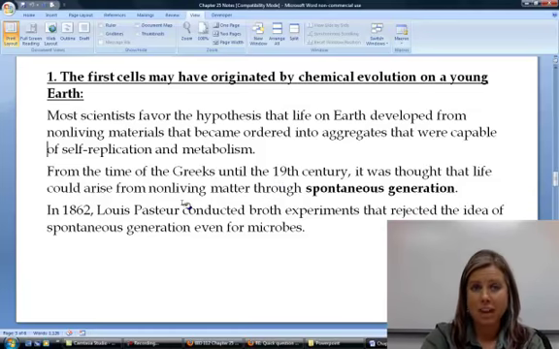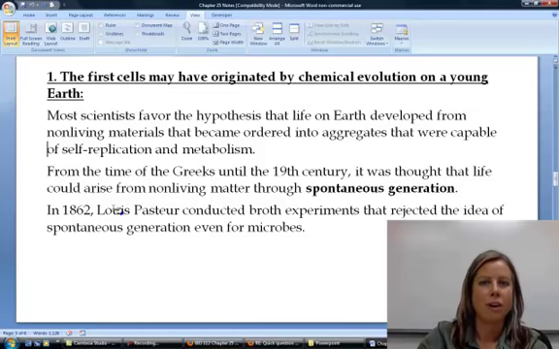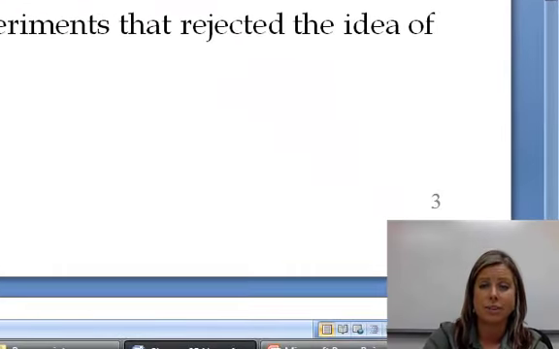And then Louis Pasteur came along in 1862, and he started to do pasteurization experiments. And so he would boil broth, and then he would show them that he had killed all the microbes that were living in there, and that's why there would be no mold growing or anything like that. So when you think of things that are pasteurized, that's where that comes from. So that rejected the idea of spontaneous generation.